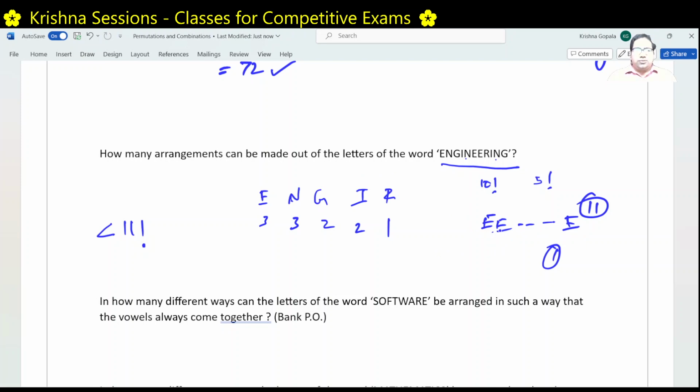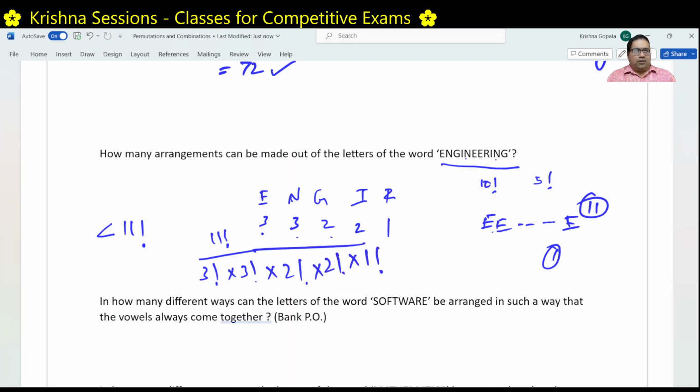So in this case, what will the new formula be? We have to find out how many different letters there are. 1, 2, 3, 4, 5. There are actually 5 different letters. 3 plus 3 is 6, plus 2 is 8, plus 2 is 10, and 11. So a total of 11 letters are there, but 5 distinct letters. The new formula becomes 11 factorial divided by 3 factorial into 3 factorial into 2 factorial into 2 factorial into 1 factorial. How many repetitions there are, those all will come in the denominator.